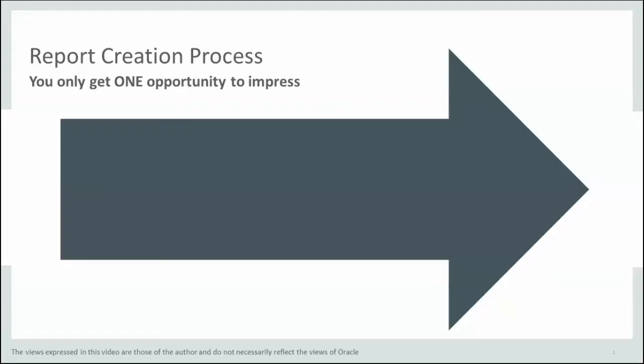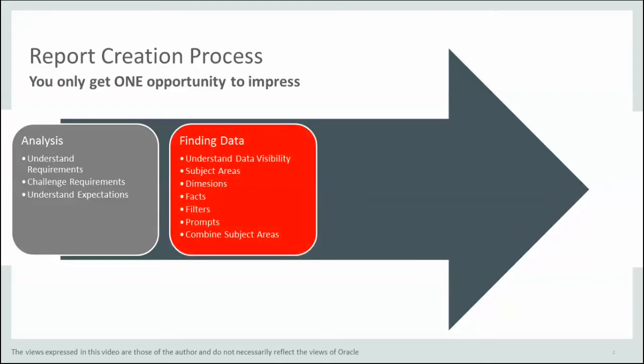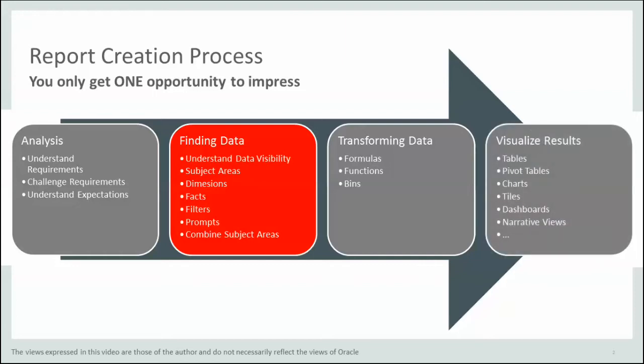In the creation process of a report, we always go through a similar set of stages. First off, the analysis phase, where we try to understand the reporting requirements and the end-user expectations. Second, the stage where we go look for the data we need for our report, which is what this episode is all about. Third, a phase in which we transform the data that we found into the data that we need. And finally, the phase in which we focus on how to best visualize the report results in order to provide the best insight in whatever the end user was looking for.